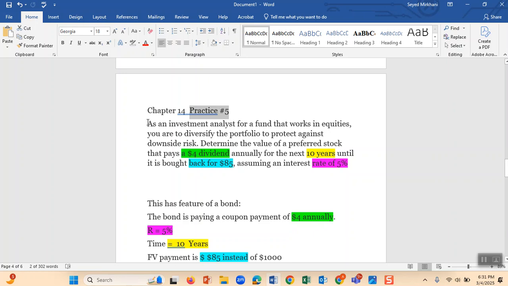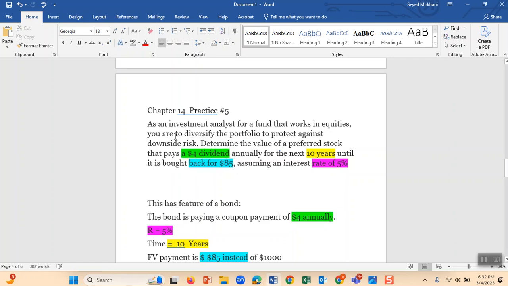Now, there is a problem in the book, Chapter 14, Practice number 5. In that one, it says calculate the value of a preferred stock if it gives you a $4 dividend for 10 years. If the dividends are being paid for 10 years, and it is also callable, that means after 10 years they bring it back, they are going to give you $85 and get that stock back from you. Then because you are getting cash, you are out of the contract.